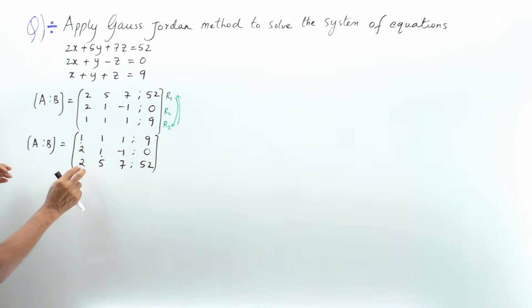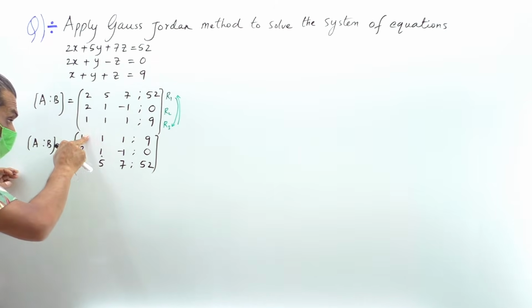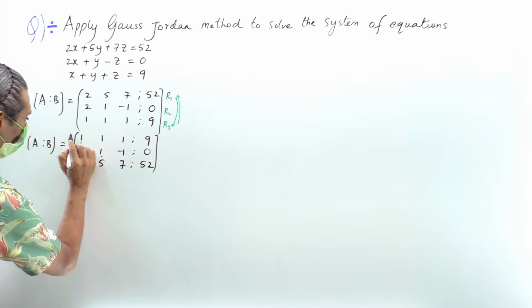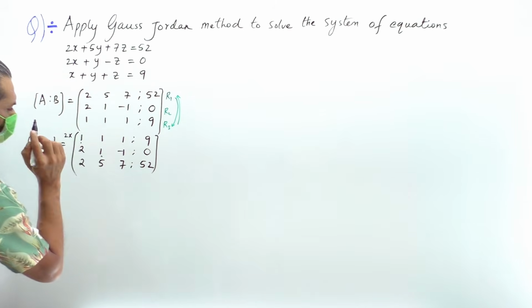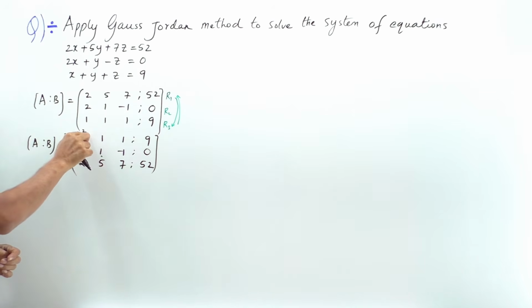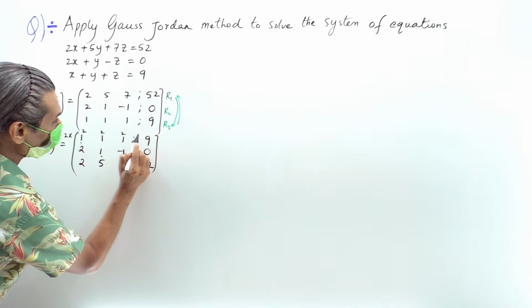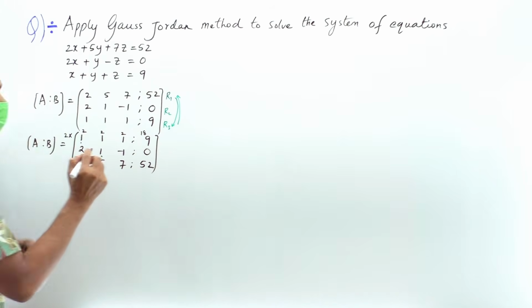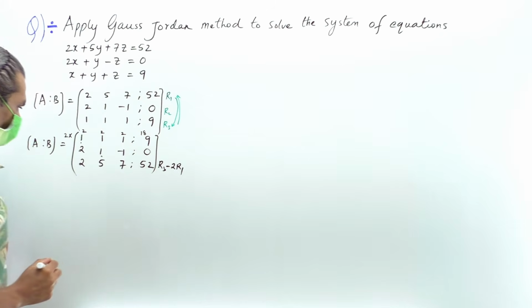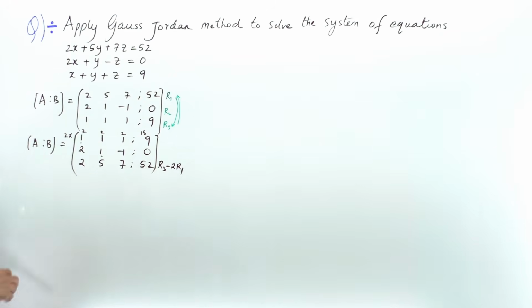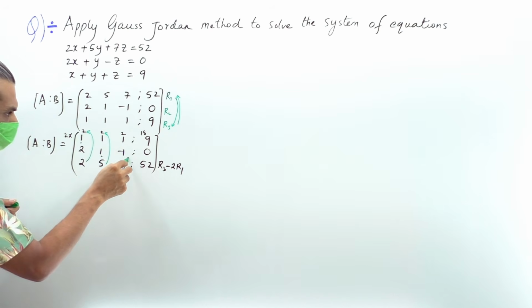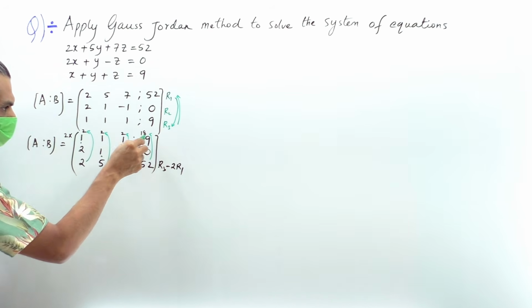So you are going to make this 2 into 0, making use of this 1. Obviously 2 minus 2 is 0. The simple technique is to multiply by 2. I'm writing it here to make things easier and accurate. 2 ones are 2, 2 ones are 2, 2 nines are 18. So what I'm going to do is R3 minus 2 R1. That means you subtract this minus this: 5 minus 2, 7 minus 2 and 52 minus 18.